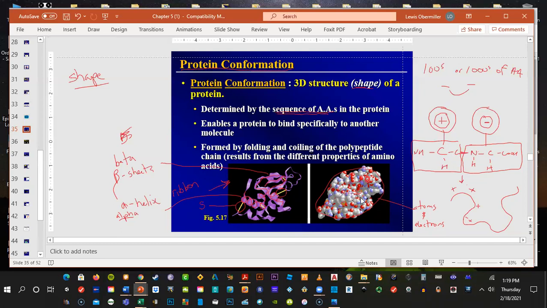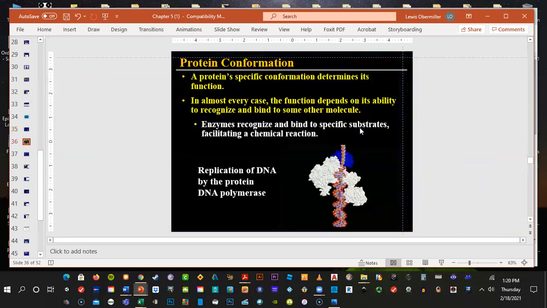And you guys can see hopefully right here, there's a pocket, like an indent, and this is probably where something would bind. So it could be a drug or a receptor on a cell, you know, maybe an insulin receptor or something like that. And so I could predict where other compounds would bind to it from this three-dimensional shape. But regardless, these are formed by folding and coiling of these protein chains from the different properties of the amino acids, like we talked about, positive or negative, hydrophobic, hydrophilic. They could have different pHs. And so that shape really dictates its function.